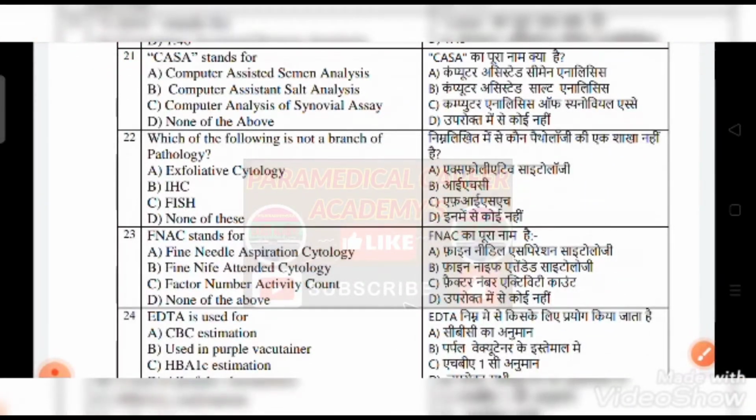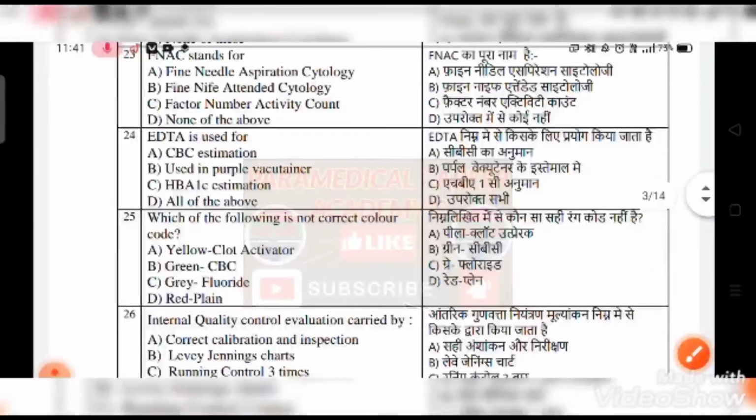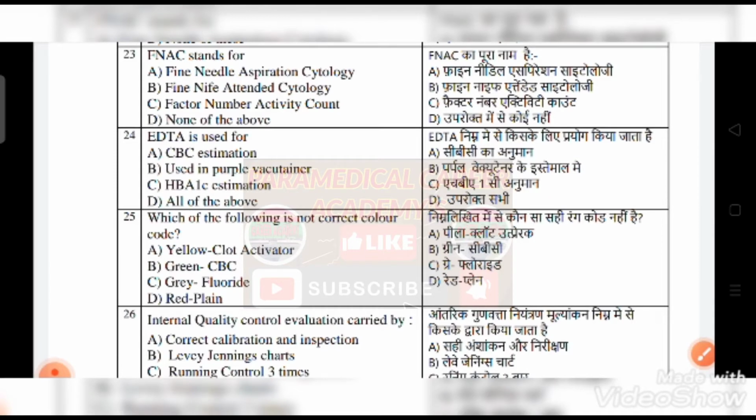22nd question. Which of the following is not a branch of pathology? Answer is D, none of these. 23rd question. FNAC stands for? Answer is A, fine needle aspiration cytology. 24th question. EDTA is used for? Answer is D, all of the above.